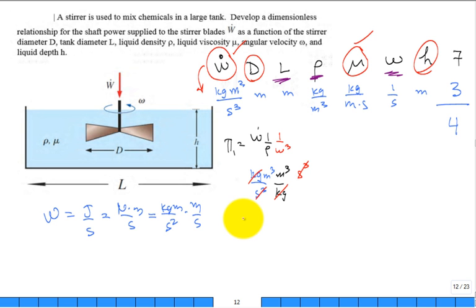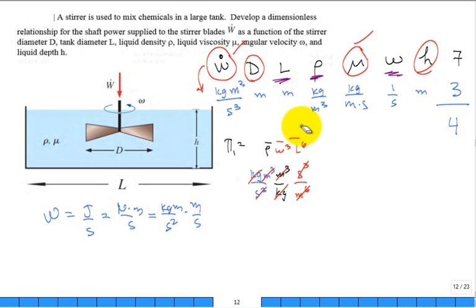Okay, what do I want to use? Well, I've used omega, and I used rho. I can only use L. So I'll divide by L to the 6, and that'll give me meters to the 6. And voila, I checked it. And so my first pi group is just like that.